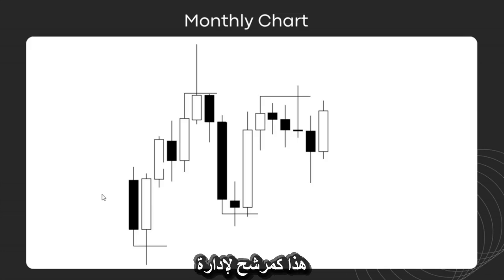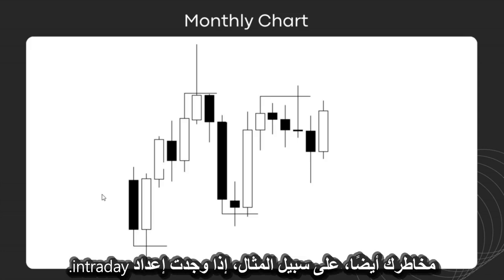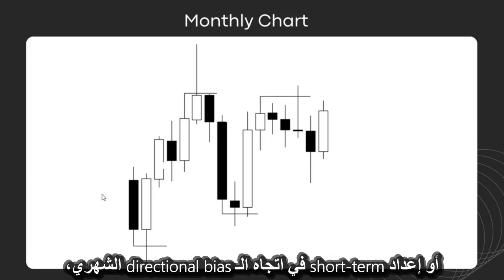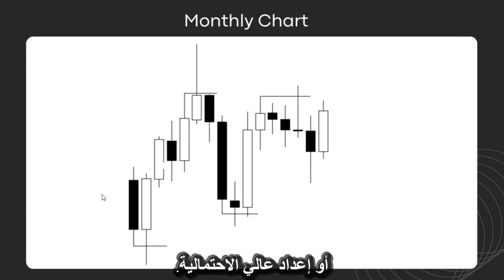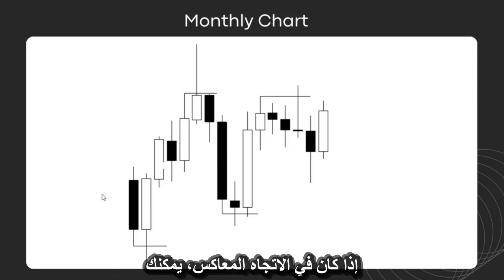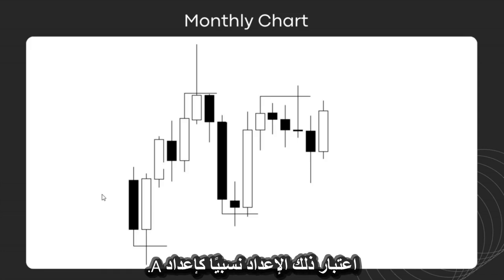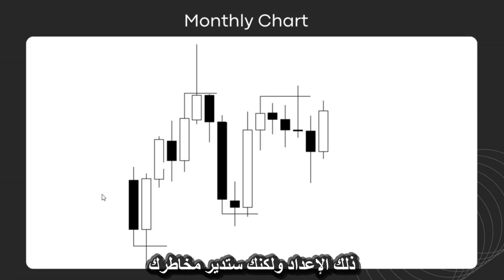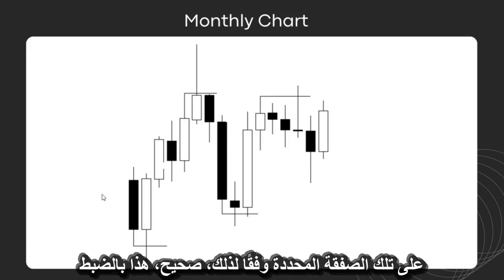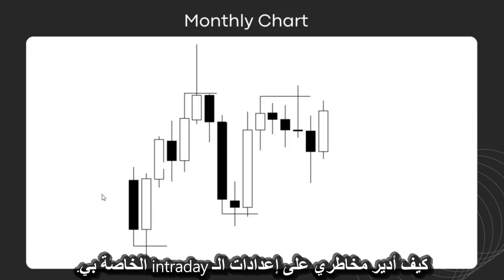You could also use this as a filter to manage your risk too. For example, if you find an intraday setup or a short-term setup in the direction of the monthly directional bias, then you could regard that setup as an A plus setup or a high probability setup. But if it's in the counter direction, you could comparatively regard that setup as a B setup or a lower probability setup, and you could then still trade that setup, but you're going to just manage your risk on that particular trade accordingly, right? That's exactly how I manage my risk on my intraday setups too.